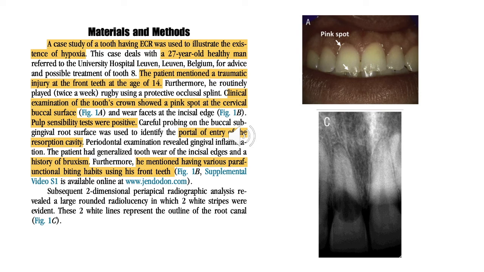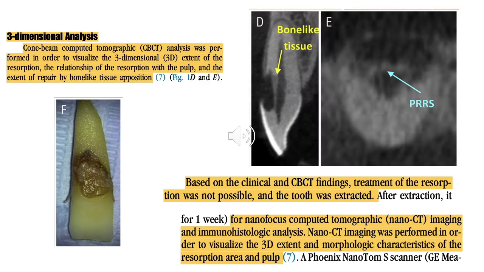The patient mentioned that he had a history of trauma at his front teeth at the age of 14. He also mentioned that he has parafunctional habits and bruxism. Clinical examination of tooth number 8 revealed a pink spot at the buccal surface of the tooth. The portal of entry of the resorption cavity was identified. Periodontal examination revealed gingival inflammation.